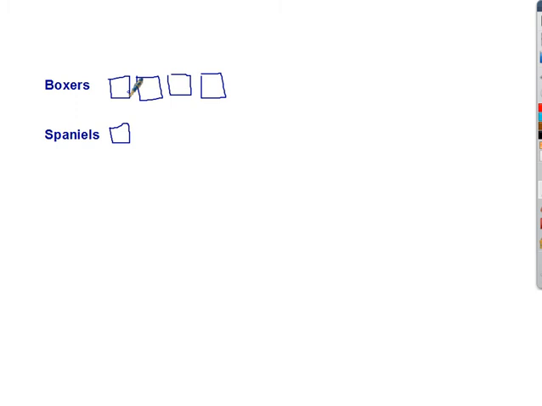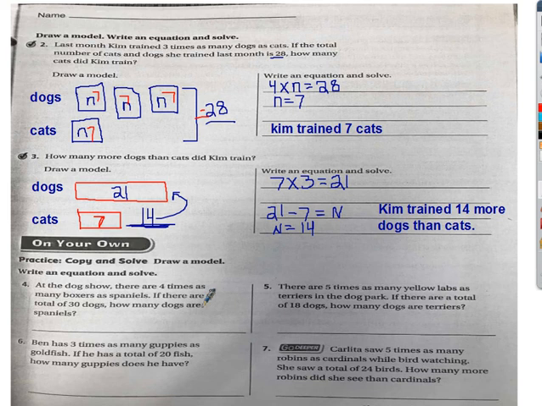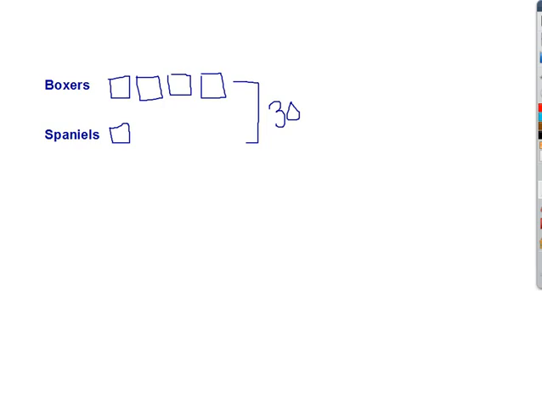Okay, so then it said they had a total of 30 altogether, I believe. Let me just take a look and see what it said. Yes, if there are a total of 30 dogs, how many dogs are spaniels? Okay, so if there's a total of 30 dogs, we're trying to figure out how much is in each one for spaniels. But we don't know what each box represents. Okay, so I'm going to put an N in there because that is unknown.